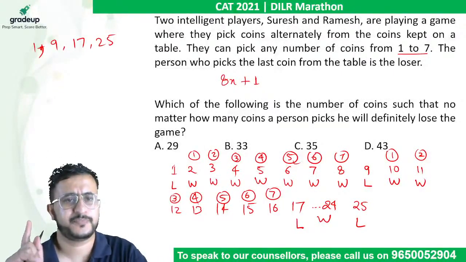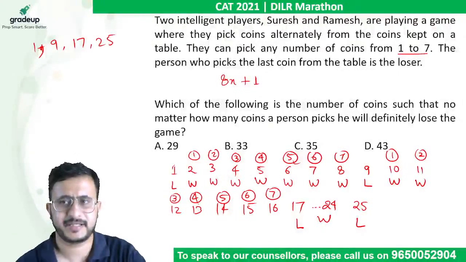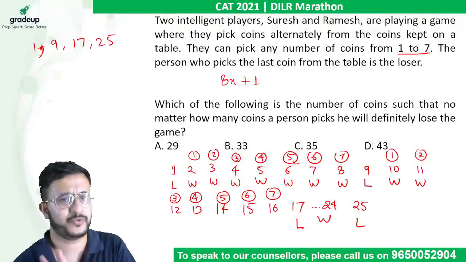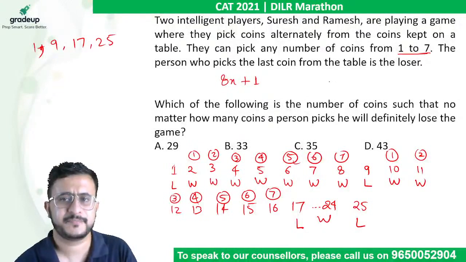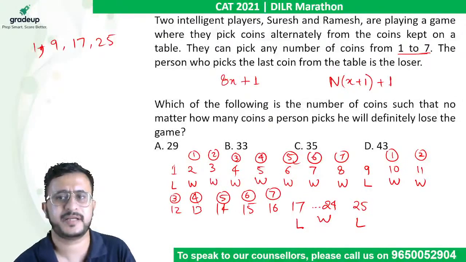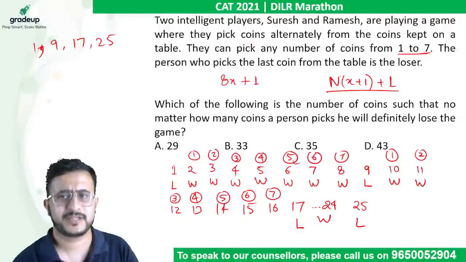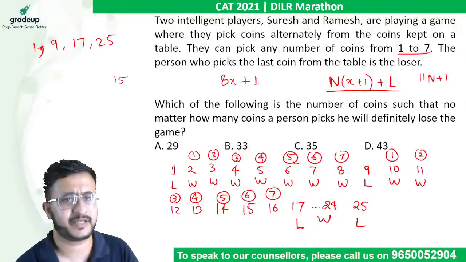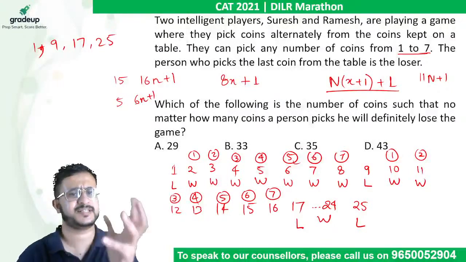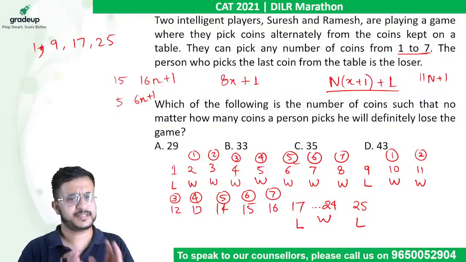8n plus 1. So whenever they give you the number of coins, if they say that you can pick up to x coins, so if they get 1 to x coins, the losing number is always n times (x plus 1) plus 1, right? Suppose if 1 to 10 coins, the losing number will be 11n plus 1. If one can pick up to 15 coins, the losing number will be 16n plus 1. If you can pick 5 coins, the losing number will be 6n plus 1. So this is the standard result, right?